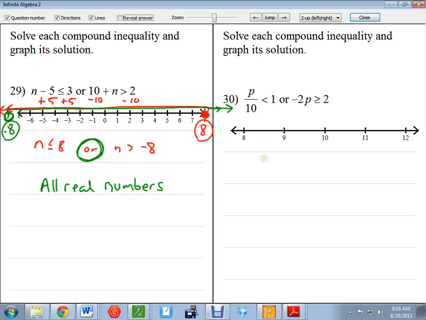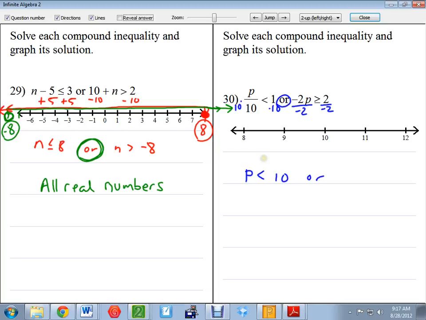Number 30 is slightly different. It is, again, an OR graph. So we've talked about the two types of OR graphs so far. They go away or they go towards each other. Let's just go ahead and do this and see what it looks like. To get rid of the 10, we'd multiply both sides by 10, and we'd have p is less than 10. All right, simple enough. Then we'd do the other one, or we'd divide both sides by negative 2.